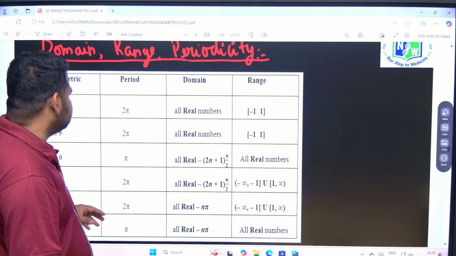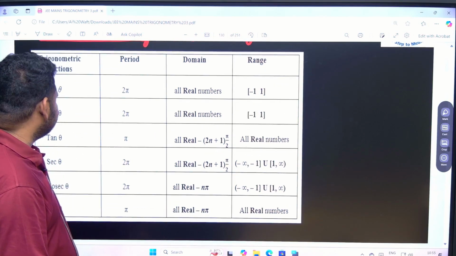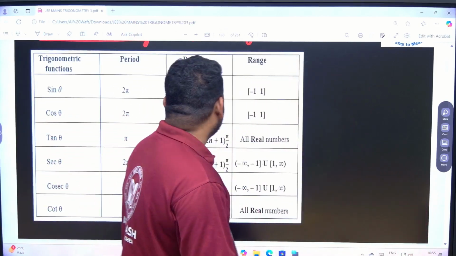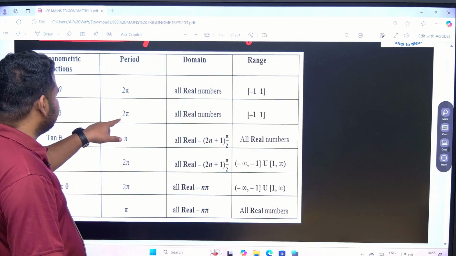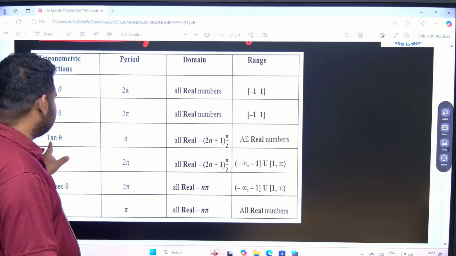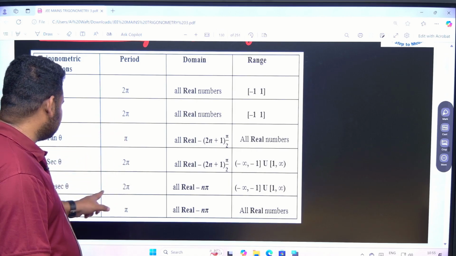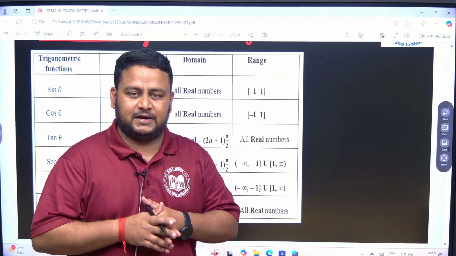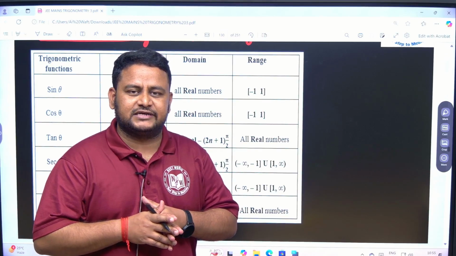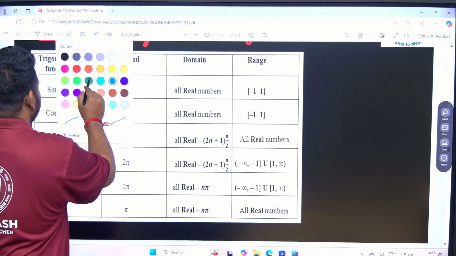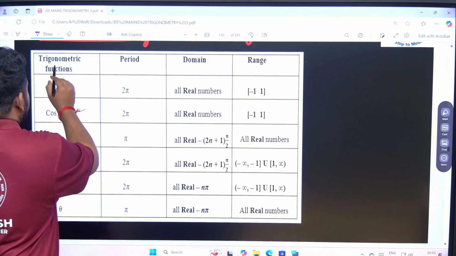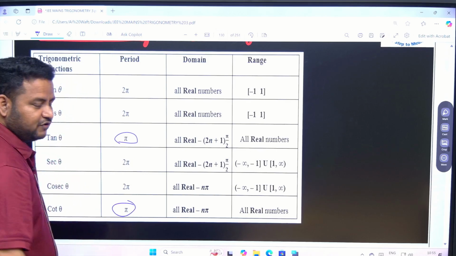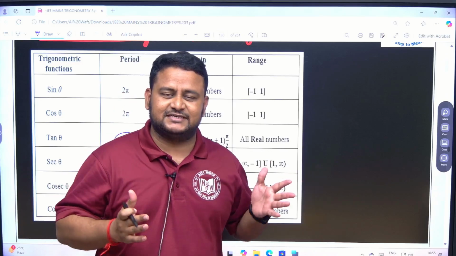Now look at this friends, we have 6 trigonometric ratios which you already know, that is sine, cos, tan, secant and cosecant. Now when we talk about sine, what is the periodicity? 2 pi. For cos it is 2 pi, tan is pi, secant is 2 pi, cosec is 2 pi and cot is pi. So you can remember like this, for all the trigonometric ratios it is 2 pi except for tan and cot. For tan and cot it is just pi. You have to remember this. For other things it is 2 pi.